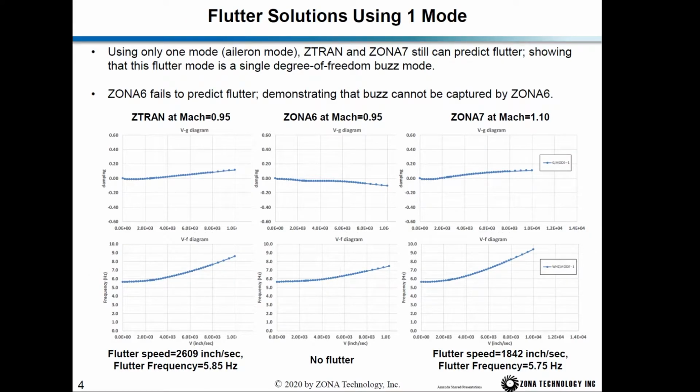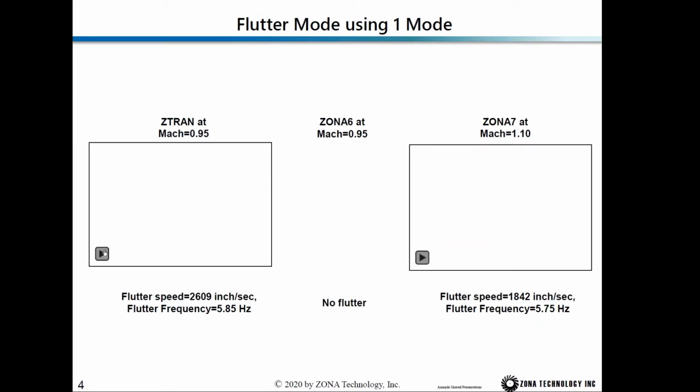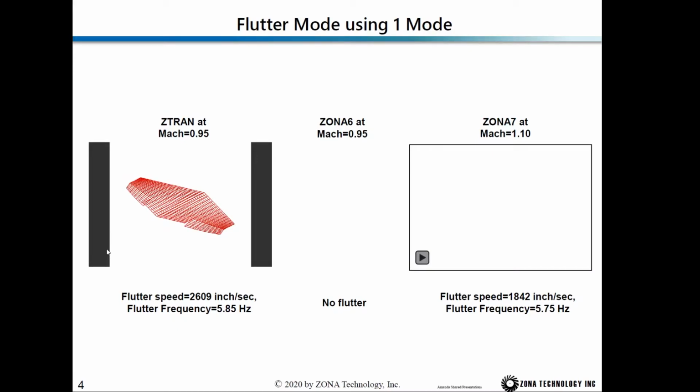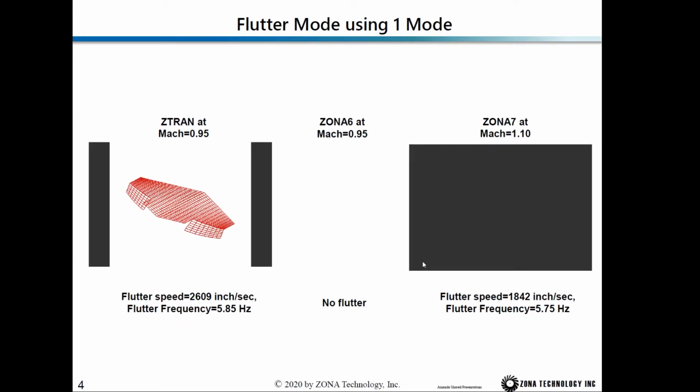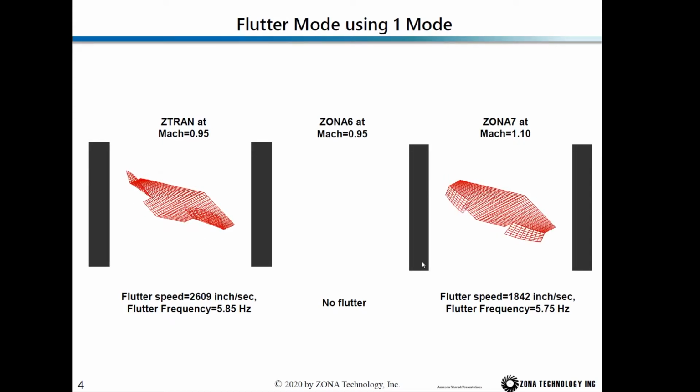And if we only use one mode, which is the aileron rotational mode, ZTRAN can also capture flutter instability. The frequency is also at 5.8. If you use ZONA7, even with one mode, it also captures instability, at a frequency of 5.75. If you use ZONA6, it cannot capture any flutter instability, because ZONA6 cannot capture the buzz instability. So if you look at the ZTRAN solution using one mode, it is still a flat-plane aileron rotational mode, and ZONA7 is also an aileron rotational mode, and ZONA6 cannot capture any flutter instability.